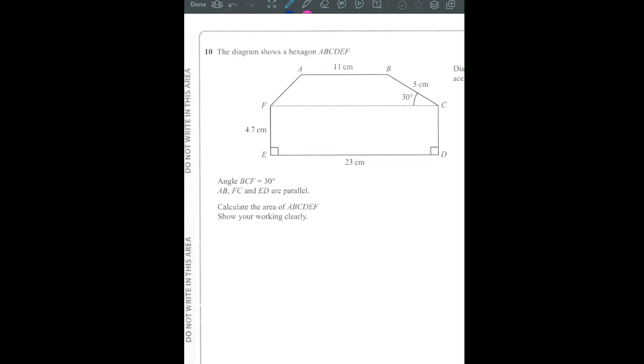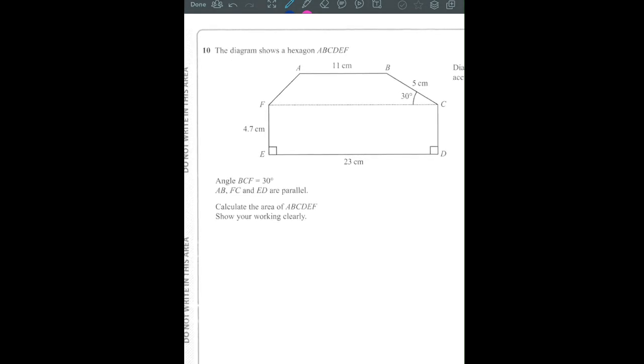Question 10. We have a hexagon. Basically looks a bit like a house here. We have the angle BCF. We have loads of side lengths given to us. And we've been told that AB, CF and DE are parallel. We want to calculate the area of this shape. With compound areas, the best way to tackle it is by splitting the shape up into things that you know. So if I split along the dotted line that's conveniently given for us, I've split this shape into a trapezium on the top and a rectangle on the bottom. So let's work those two out.